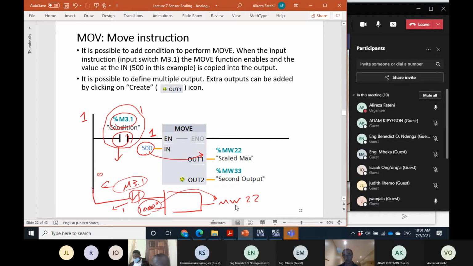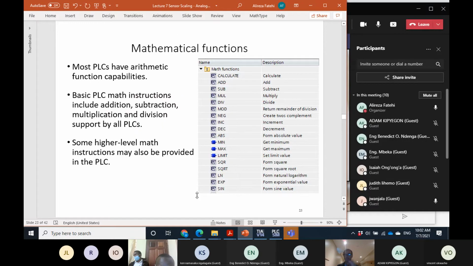You can also have more than one output. So if you want to assign this number to multiple variables for any reason, to add more outputs, there's an icon here. In any math function, if you see this symbol, this icon, it is called create. If you click on that, it adds one more output. Every time that you click on this, it adds more variables here. Okay, this is regarding move.